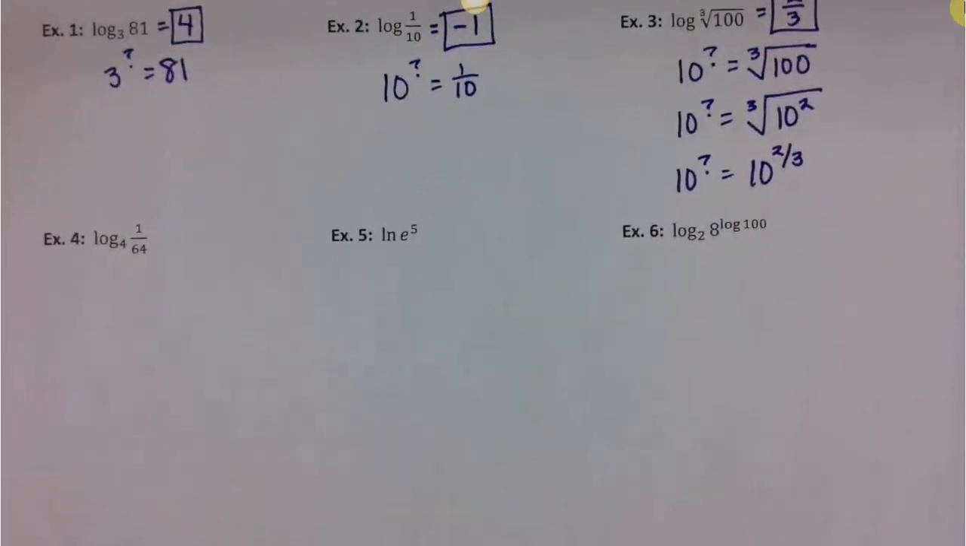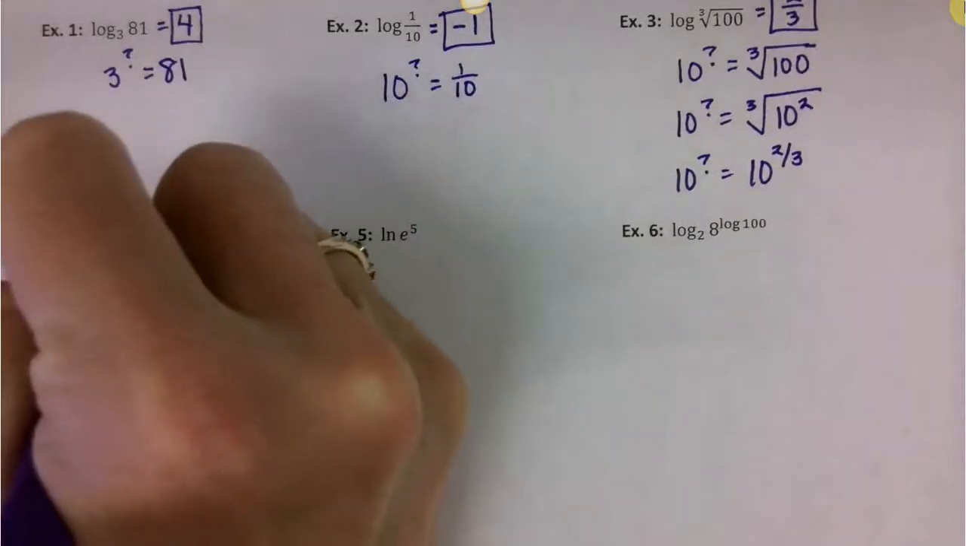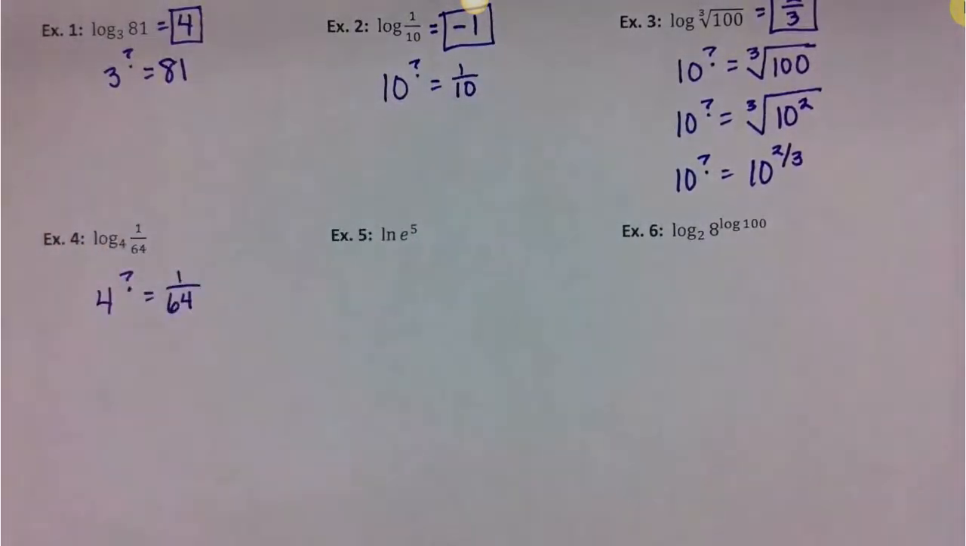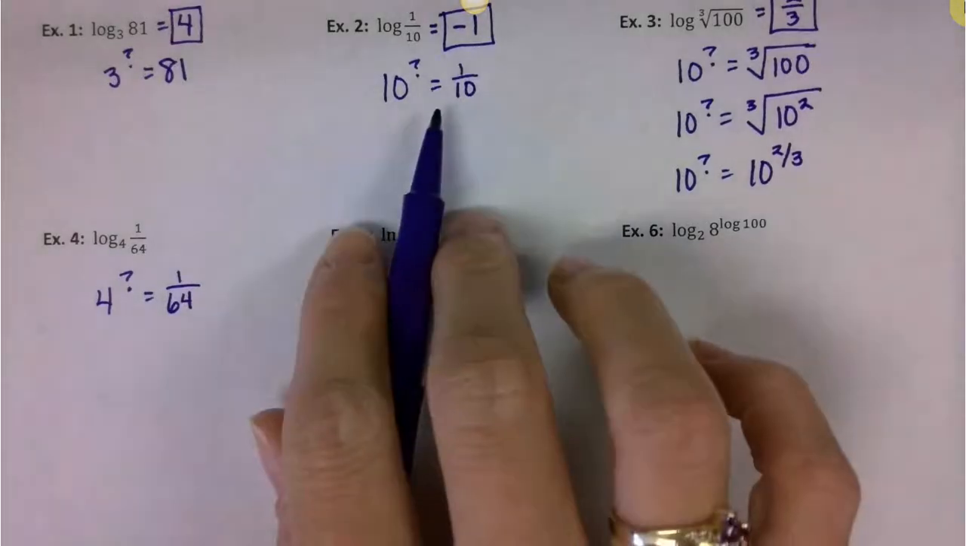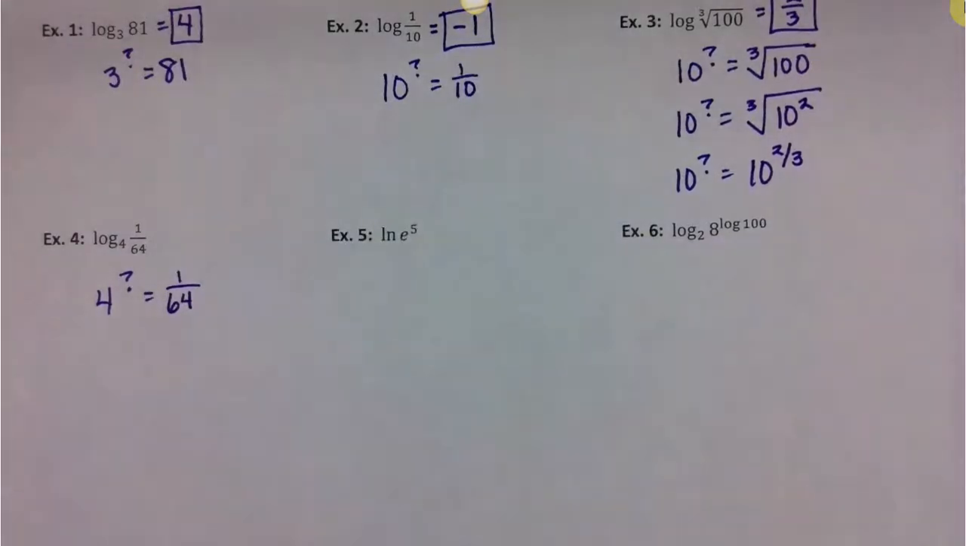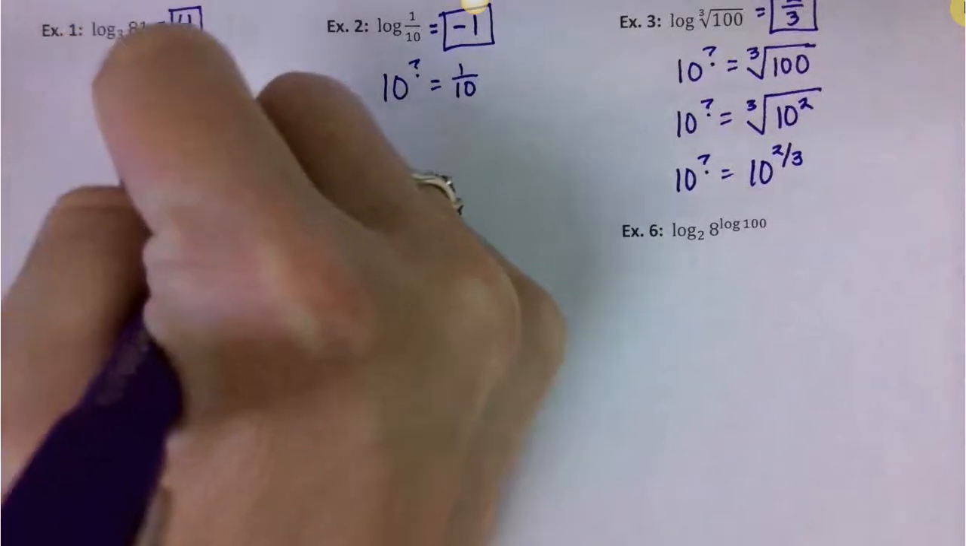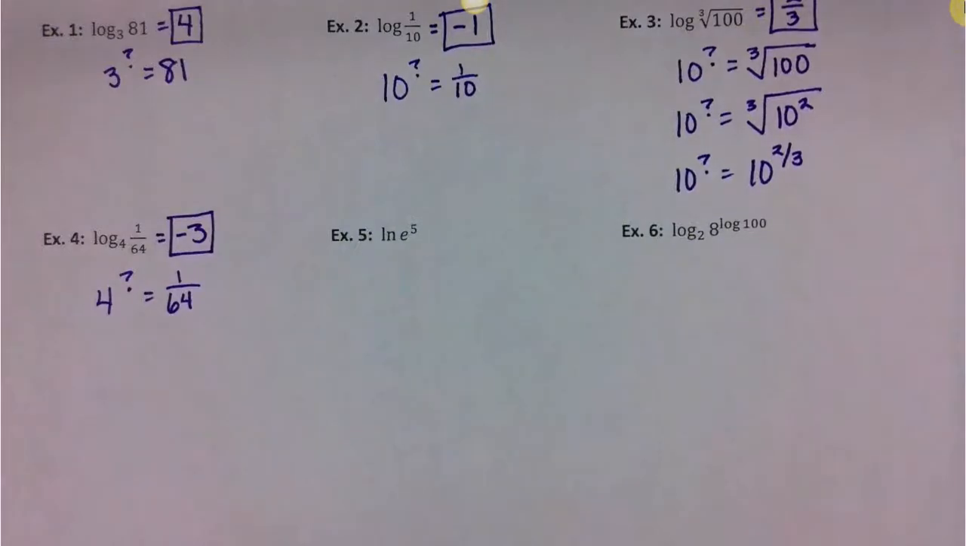The log base 4 of 1/64. So the question is: 4 raised to what exponent is equal to 1/64? Well, 4 to the 3rd would give us a regular 64. And then again, to get it in the denominator, like we said with this one, we need a negative exponent. So it would be 4 to the negative 3 that gives us 1/64.